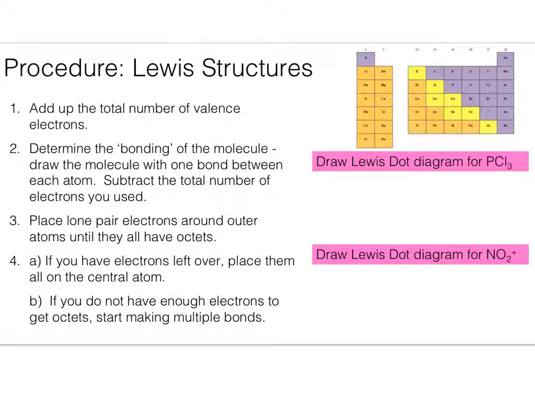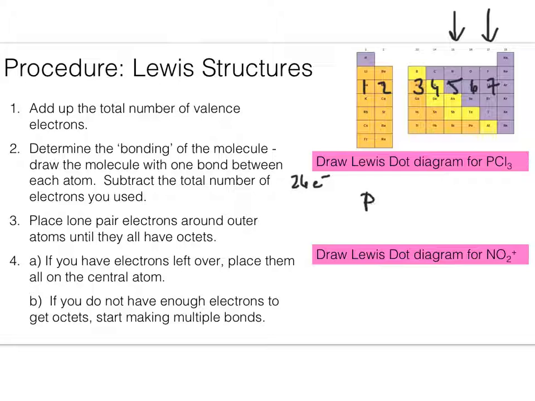Okay, so let's do a couple more problems. Practice makes perfect. And so PCl3, phosphorus trichloride. So phosphorus sits right there, and chlorine sits right there. So phosphorus has 5 valence electrons, and chlorine has 7. So we have 7, 14, 21. 21 plus 5 is 26 valence electrons to work with.